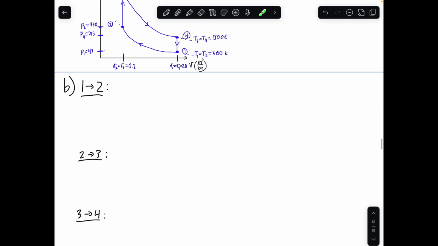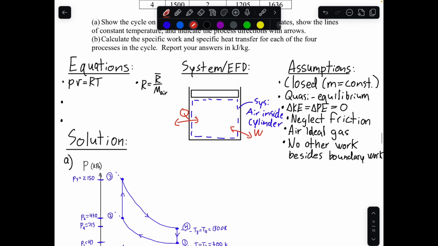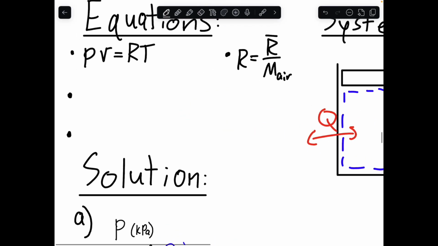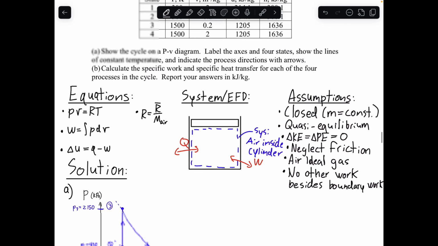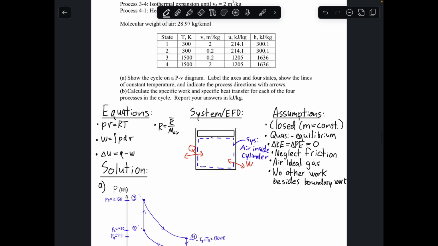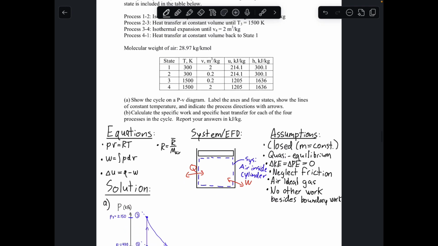So let's go write those in the equation section. Those are the forms of the equations that we want to use. We have specific work equal to the integral of P with respect to specific volume. And then we also have our first law: the change in specific internal energy should be equal to the specific heat transfer minus the specific work for any process in our cycle. So these are the equations that we want to use.